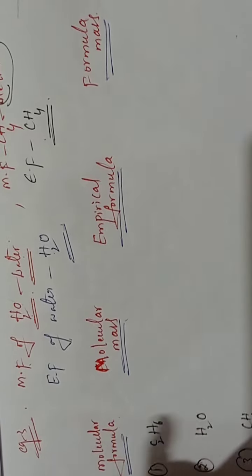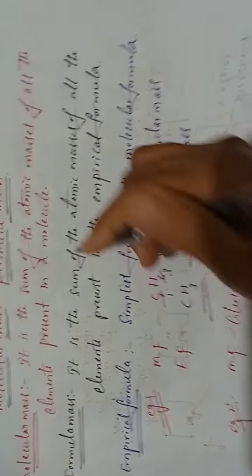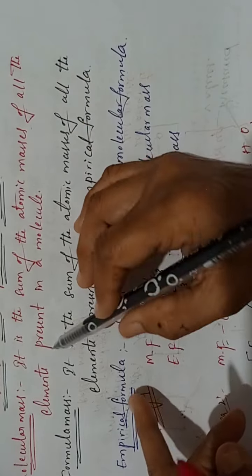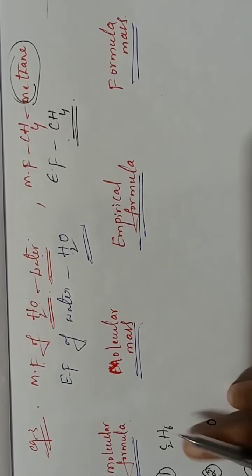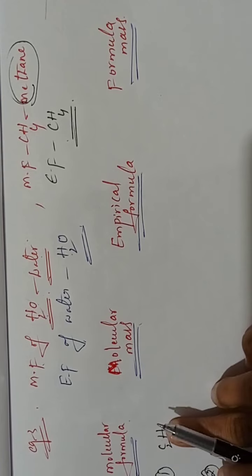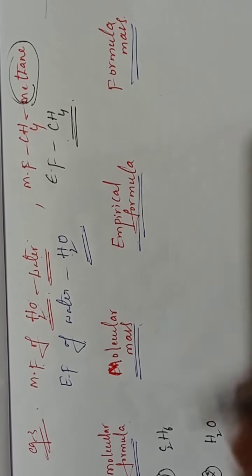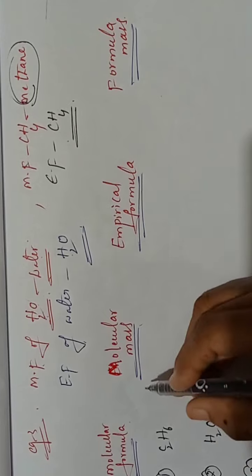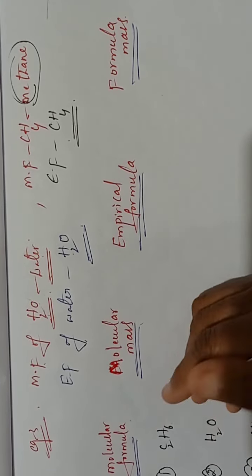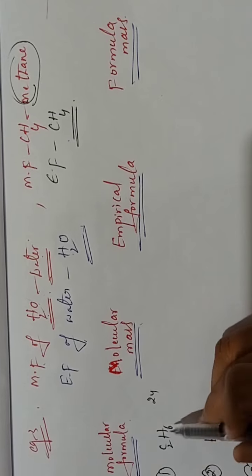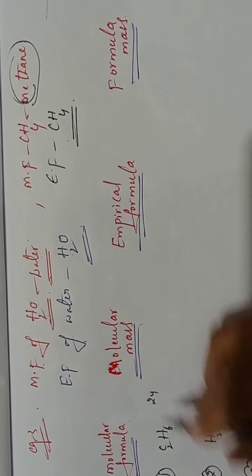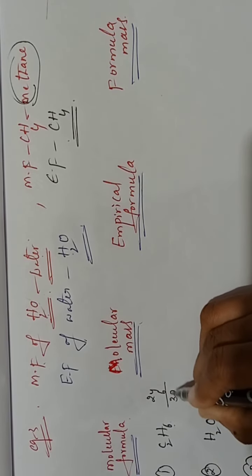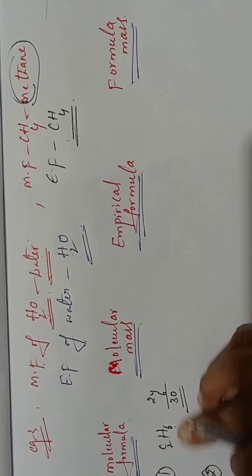I told you the definition. Molecular mass is the sum of the atomic masses of all the elements present in a molecule. So here which elements are there, students? Carbon and hydrogen, 2 elements. These 2 elements' atomic masses you have to sum. 2 carbons, each carbon atomic mass is 12, so 24. And hydrogen atomic mass is 1, but 6 hydrogens are there, 6 into 1 is 6. 24 plus 6 is 30.